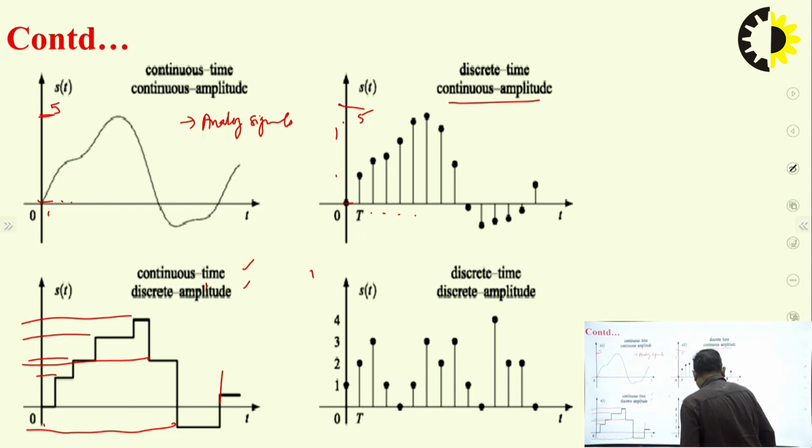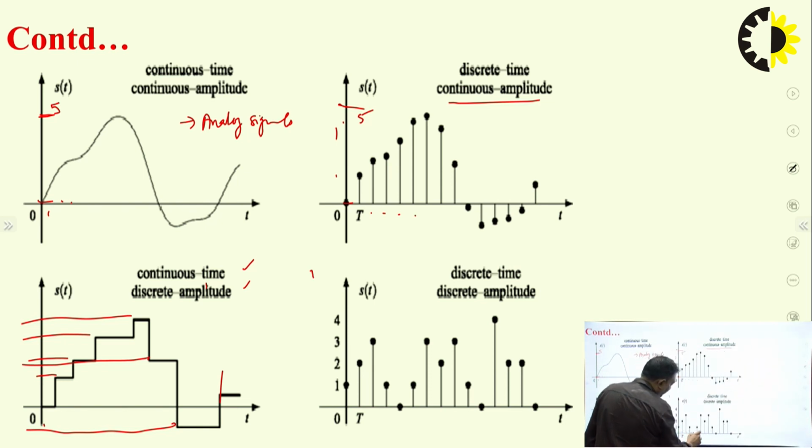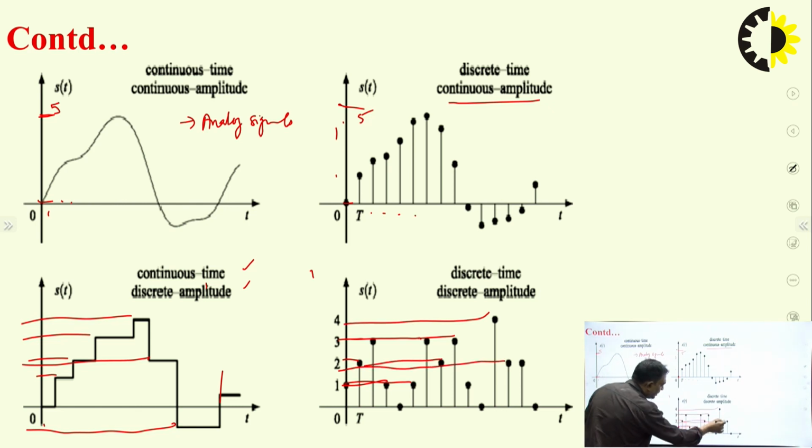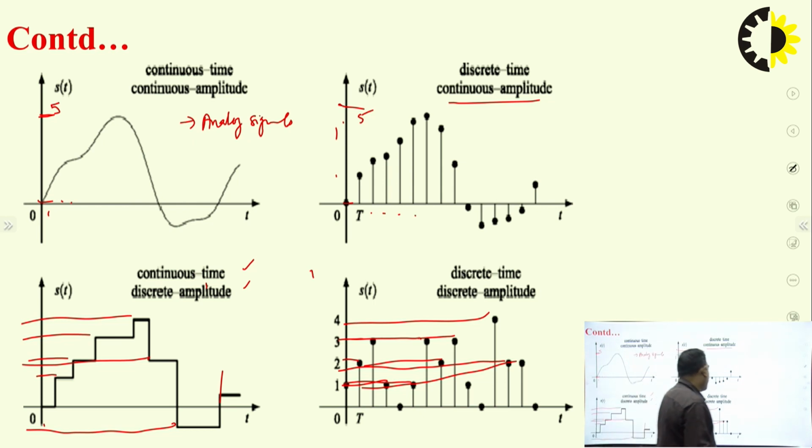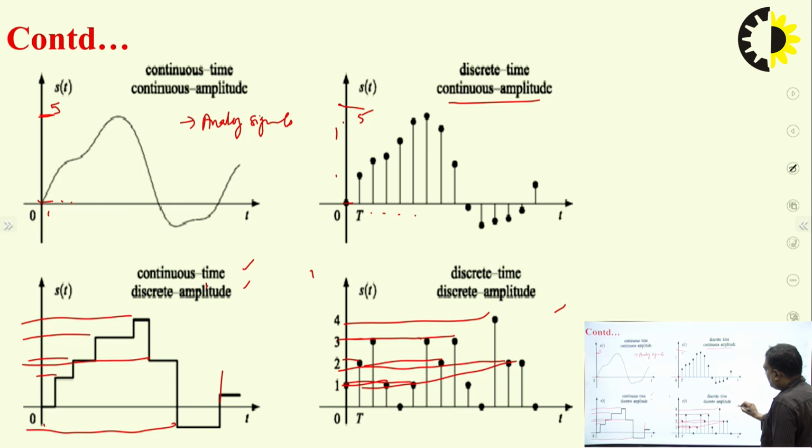Now the last type of signal is the discrete time discrete amplitude signal. You can see this signal is defined only at discrete time instants. And if we look at the amplitude, for each and every sample we have finite values, meaning you can count the amplitude values. So this type of signal is nothing but your digital signal.